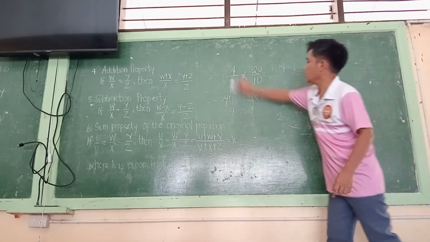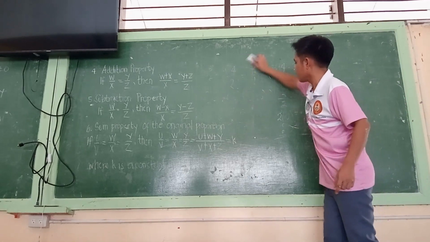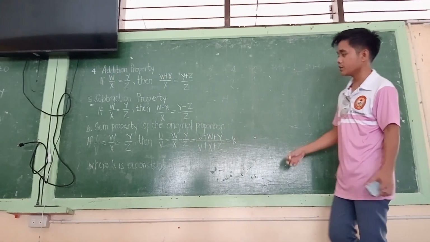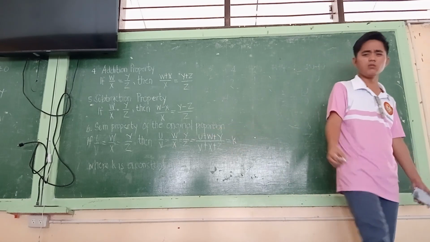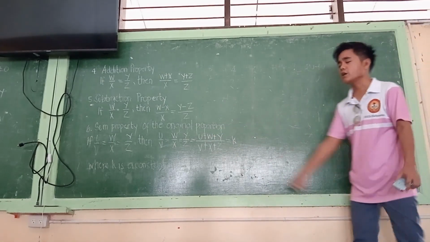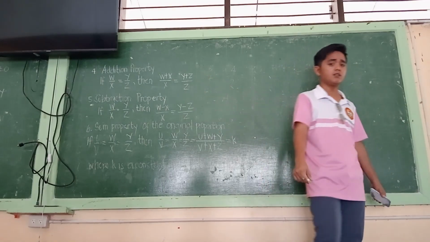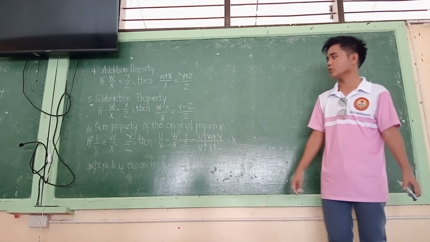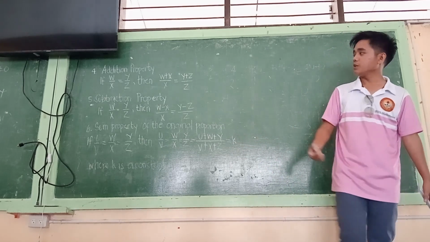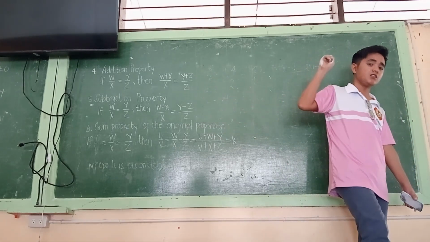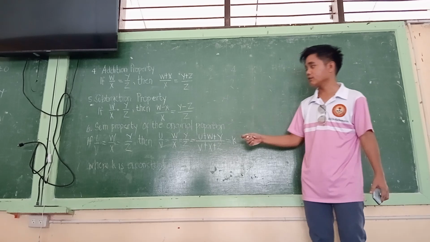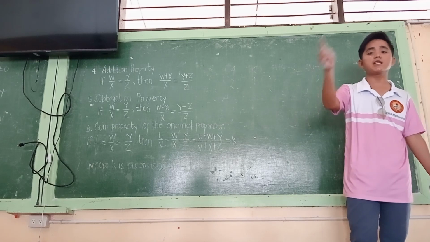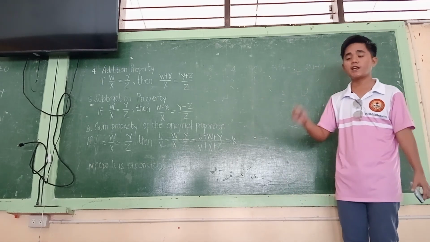Okay, next. The last property we have is the sum property of the original proportion. The sum property of the original ratio is different from the addition property. In our addition property, we add the numerator and the denominator.